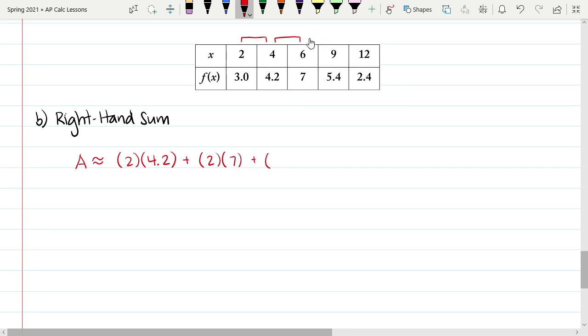Plus, for the third rectangle, we're going from 6 to 9, so that's a base of 3. And again, the height is going to be f of 9, which is 5.4. And finally, the last one, we're going from 9 to 12, and that's going to be a base of 3 and a height of 2.4. And when you use your calculator, you should get 45.8 for that approximation. Okay, so left-hand sum, right-hand sum so far. Now, what about a midpoint sum?